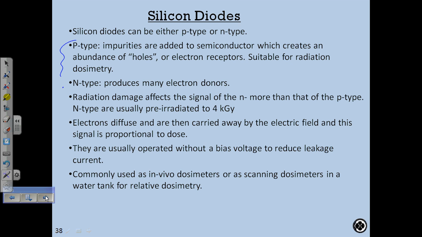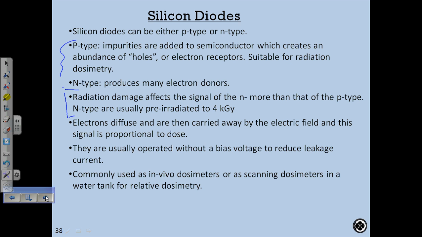Radiation damage affects the N-type more than the P-type. And to reduce or mitigate that effect, the N-types are usually pre-irradiated with 4,000 gray.